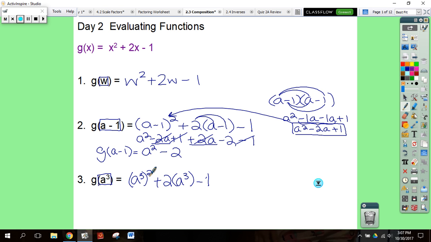So when we have a cubed squared, what that's saying is a cubed times a cubed. And when we have the same base, we can add the exponents together. So this is a to the 6th power. So really this is kind of like the distributive property for exponents. So you have a to the 6th power plus 2 times a cubed is just 2a cubed, and the minus 1 just drops down. So this would be the output when you plug a cubed into g.